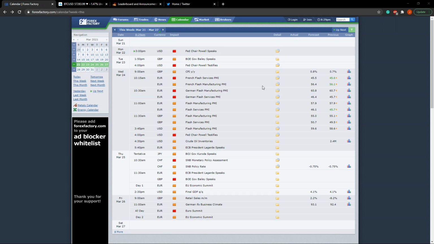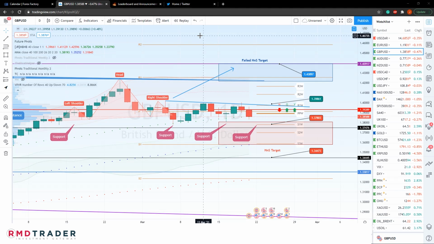Here, with just a brief look at your economic calendar for the week. We can see that later today we have the Federal Treasury speaking today as well as tomorrow along with the Bank of England Governor. We have some German manufacturing PMI figures on Wednesday, and on Thursday there's some SNB monetary policy assessments, and then on Friday the Euro Summit that will be throughout the entire day.